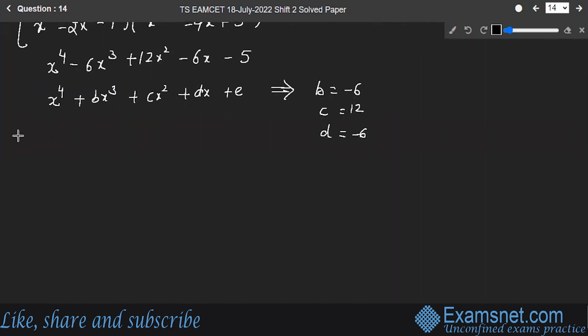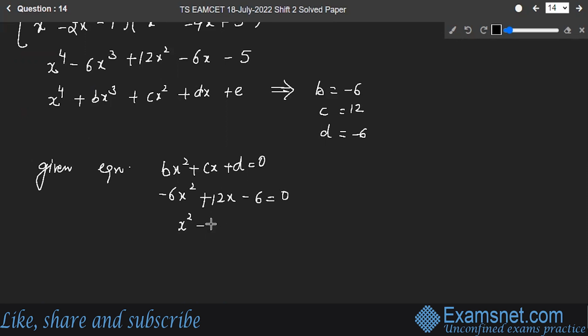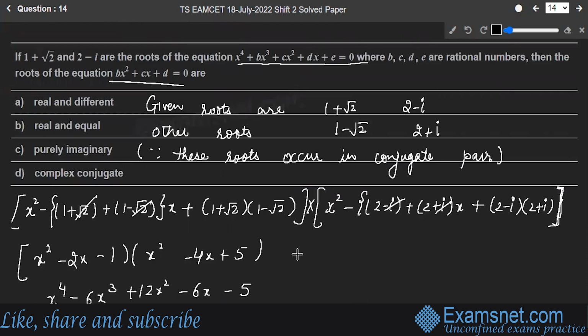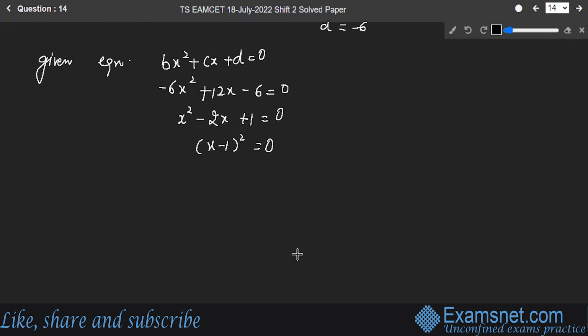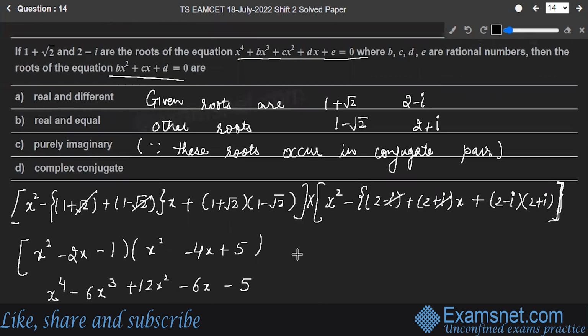Now the given quadratic equation was, what was that equation? Given equation bx squared plus cx plus d is equal to 0. That makes it minus 6x squared plus 12x minus 6 is equal to 0, or x squared minus 2x plus 1 is equal to 0. So this is actually equal to x minus 1 whole square is equal to 0. So what is the nature of the roots over here? See, it is x minus 1 whole square is equal to 0. So the roots are real and equal. That means we have option B as the answer.